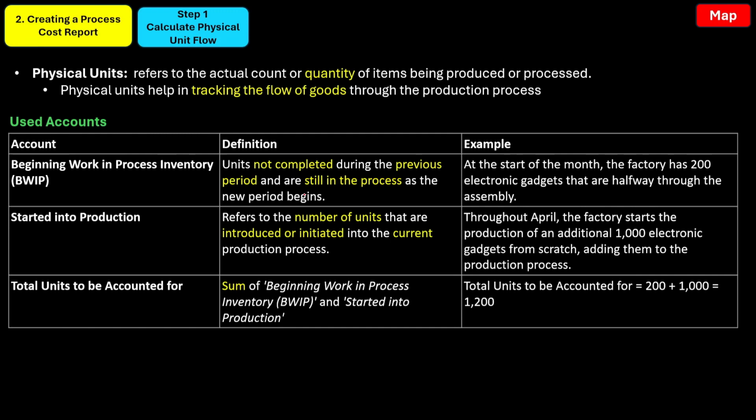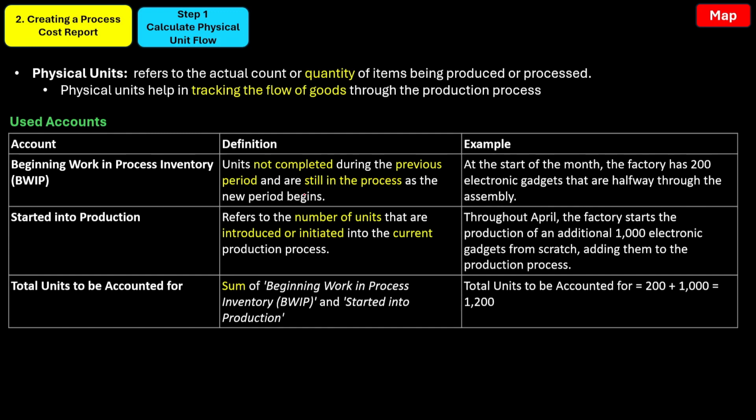So the first account we're looking at is the beginning work in process inventory, or BWIP. The definition is units not completed during the previous period and still in process as the new period begins. An example of this is at the start of the month, the factory has 200 electronic gadgets that are halfway through the assembly.